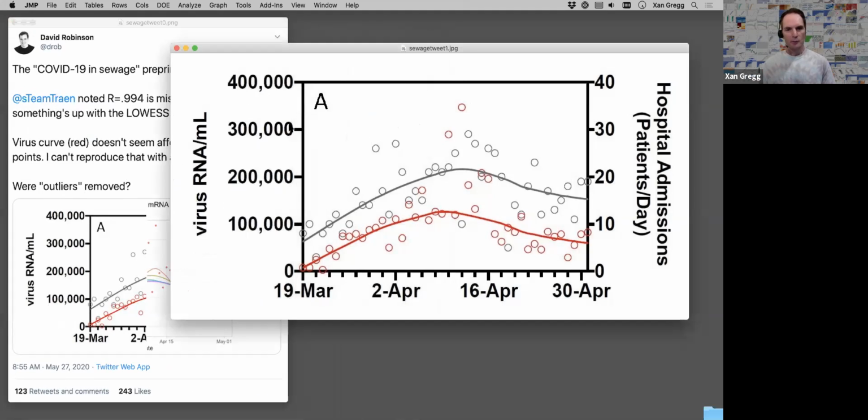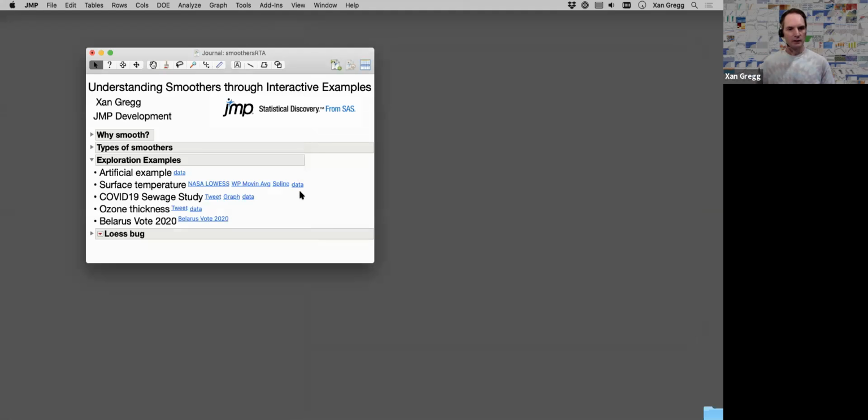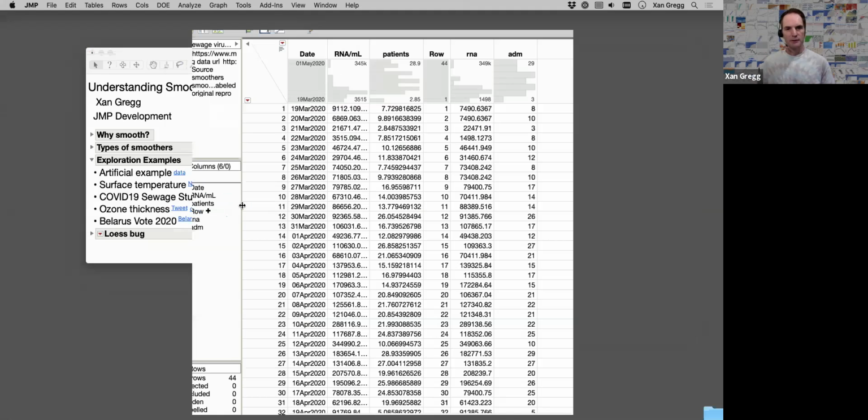But the answer, if you remember from a few minutes ago, is the robustness pass. The robustness pass de-emphasized these, which is probably not what you want in a lot of these cases with COVID data, where the outliers are not really bad data or miscoded data. It's actually real data, and you need to take that into account in your model. So we can try to reproduce that with that data.